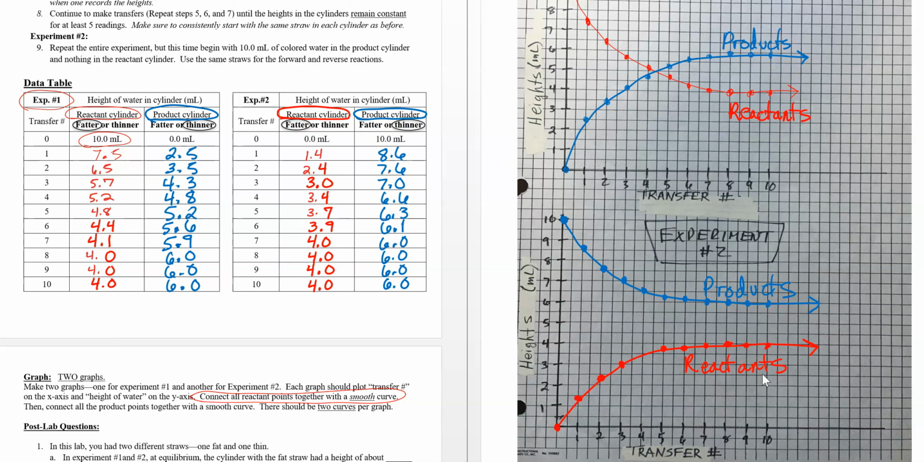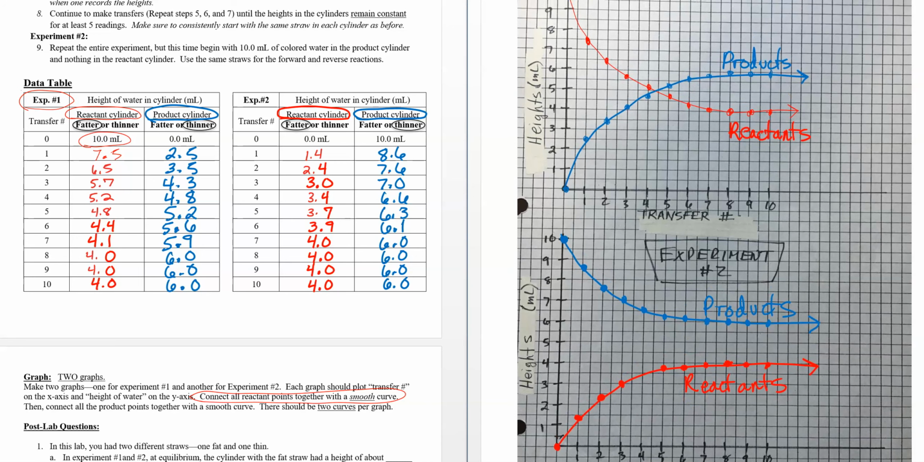So when you do the fatter in the reactants, you always end up at a height of 4, and if you do the thinner in the products, you always then end up at the height of 6, right? So that's always going to happen. Okay, so make sure you also realize that the only difference is they're ending out the same, but they look kind of different. And the reason they look different is because of whether you start with all reactants or you start with all products.